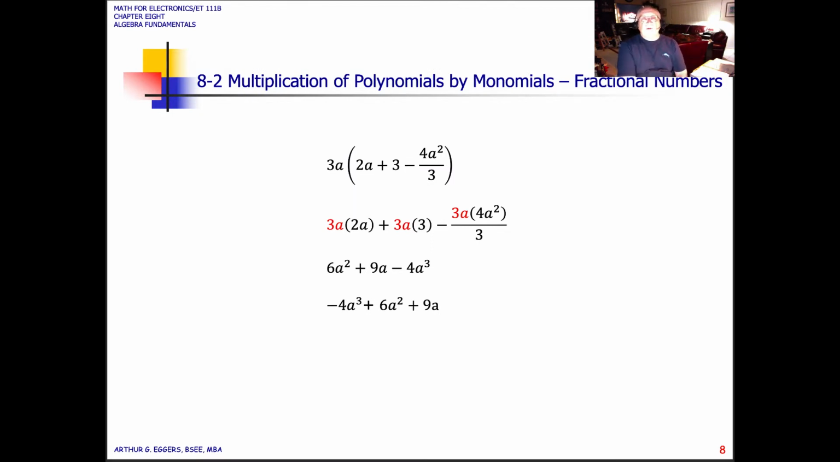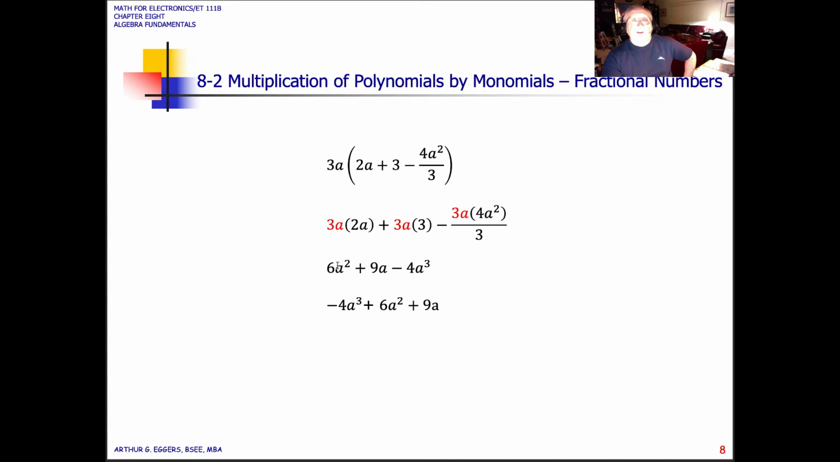In this example, we've got a fraction. Okay, so what we're going to do is simply multiply the 3a times each of the terms inside of the parentheses. So 3a times 2a, 3a times 3, minus 3a times 4a squared. We only multiply it by the numerator, divided by 3. So in doing so, the nice thing about that last term, the 3 over 3 cancels out, and I'm just left with 4a squared times a, which gives me 4a cubed.